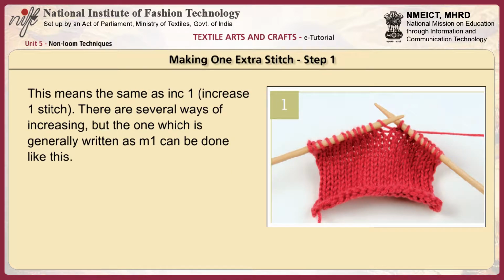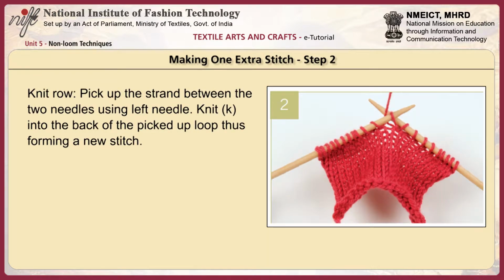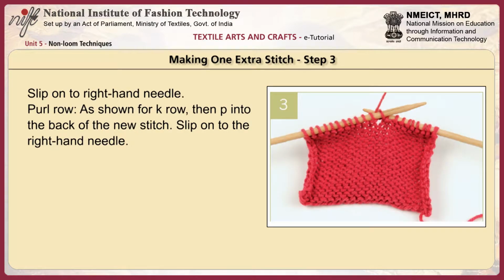This means the same as INC1, that is increase one stitch. There are several ways of increasing, but the one which is generally written as M1 can be done like this. Knit row. Pick up the strand between the two needles using left needle. Knit or K into the back of the picked up loop, thus forming a new stitch. Slip on to the right hand needle. Purl row. As shown for K row, then P into the back of the new stitch. Slip on to the right hand needle.